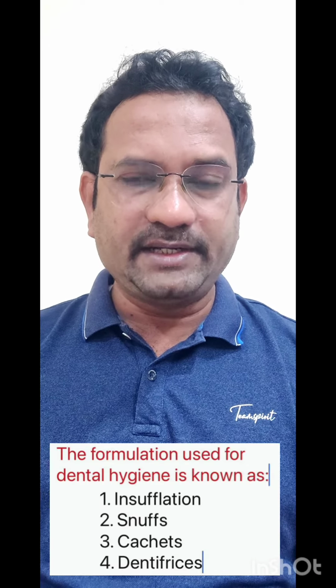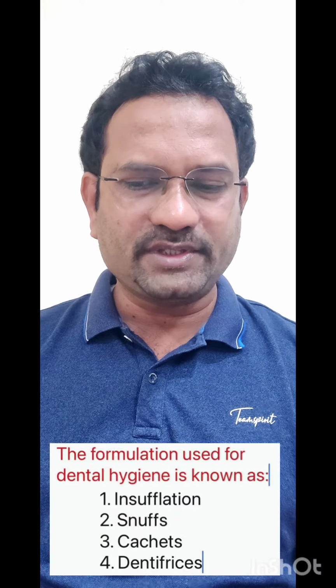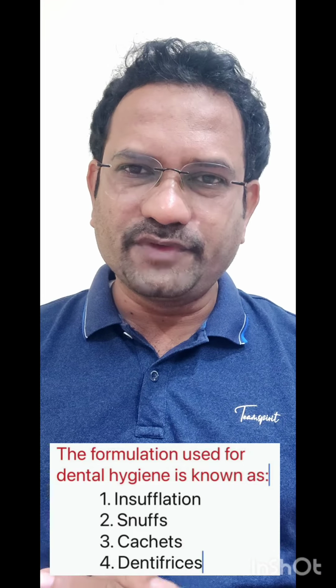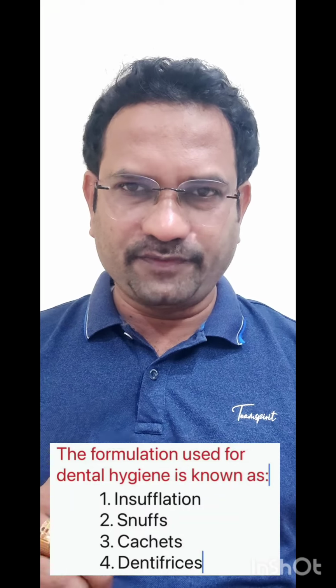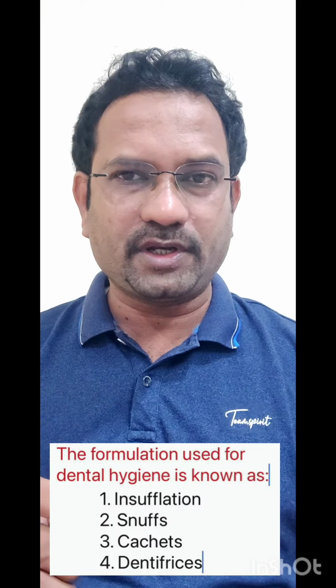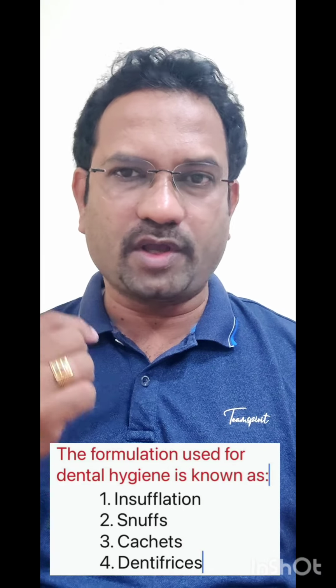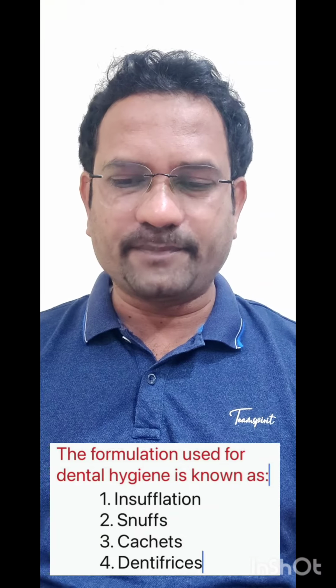Let us move on to the next question. The formulation used for dental hygiene is known as. Options given are insufflation, snuffs, cachets and dentifrices. See, the formulation used for dental hygiene is dentifrices. The remaining options, insufflations are the dosage forms which are used in body cavities. They can be placed through the oral cavity or through the nostril or nasal cavity. Snuffs are specifically used through the nasal cavity.